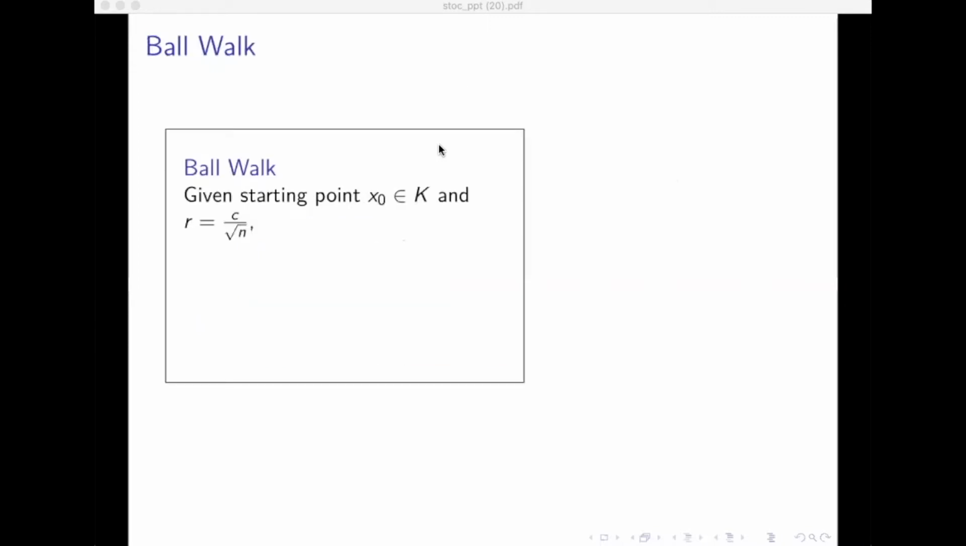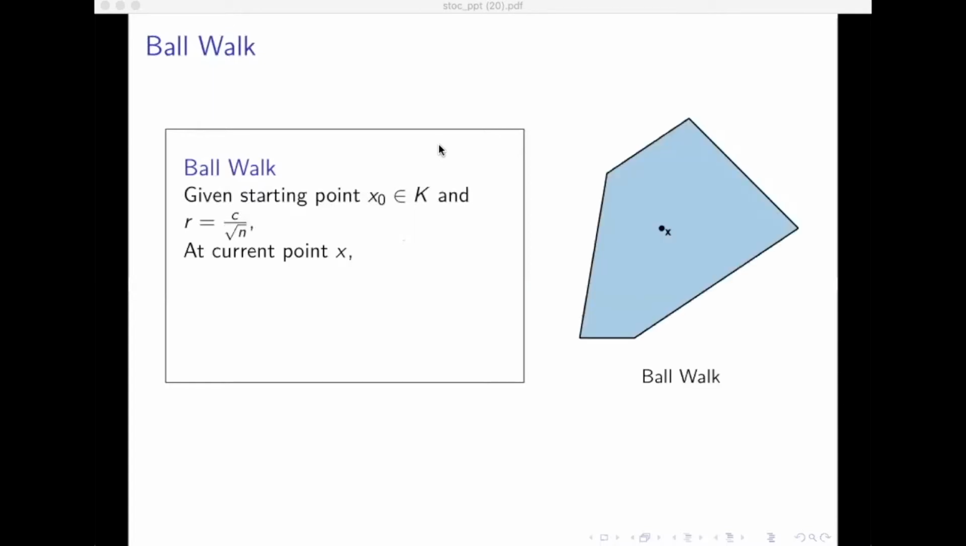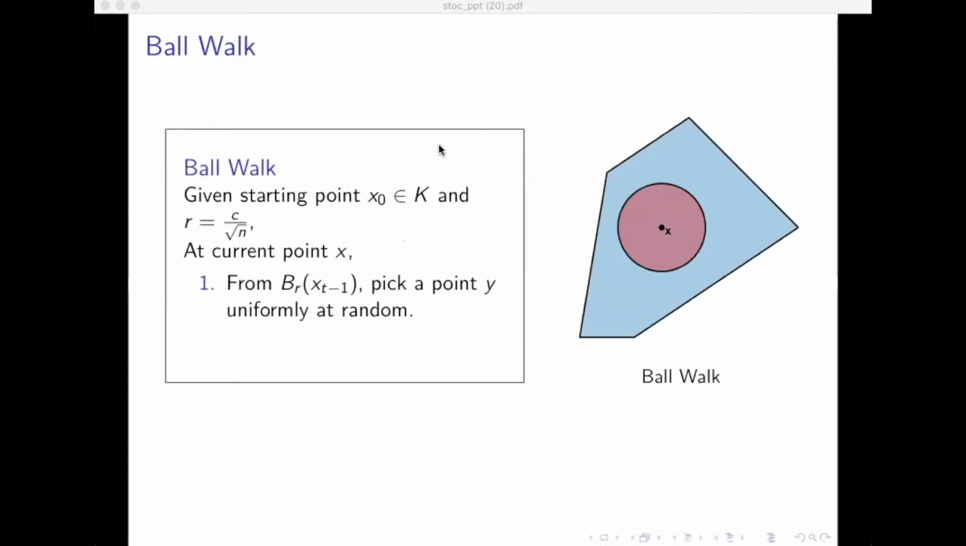Ball walk is a Markov chain where, given the current point x, from a ball of radius r centered at x, we select a point y uniformly at random. If y belongs to the body, we move to y. The radius of the ball used is some constant divided by square root n.